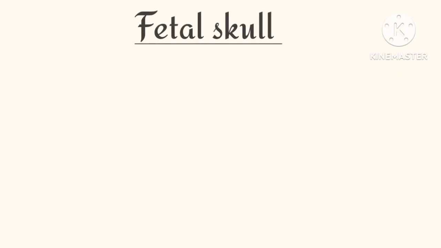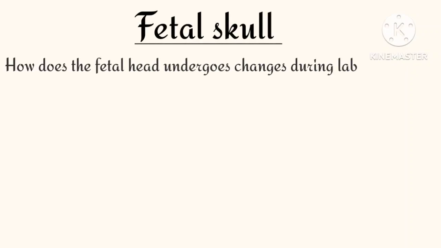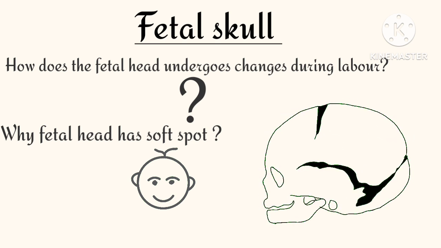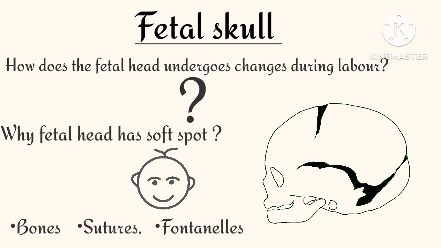Do you know how the fetal head undergoes changes in shape when it passes through the constricted birth passages during labor? Or why babies have soft spots on their head that later disappear? These adaptations are facilitated by the presence of sutures and fontanelles in the fetal skull. In this video, we will explore the fetal skull, its bones, sutures, fontanelles, and many more things.